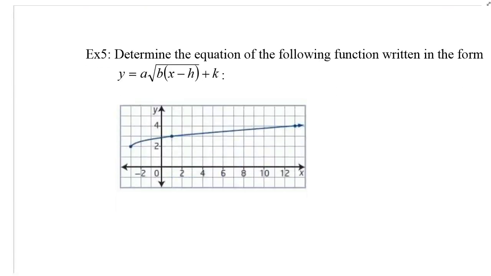You know, I think I'll pause before I do these last examples just to give you guys a bit of a breather.